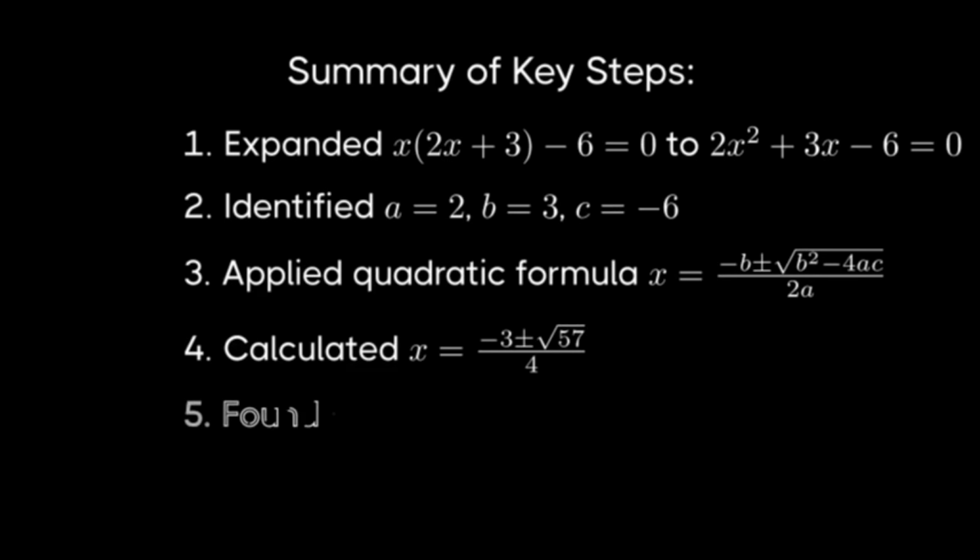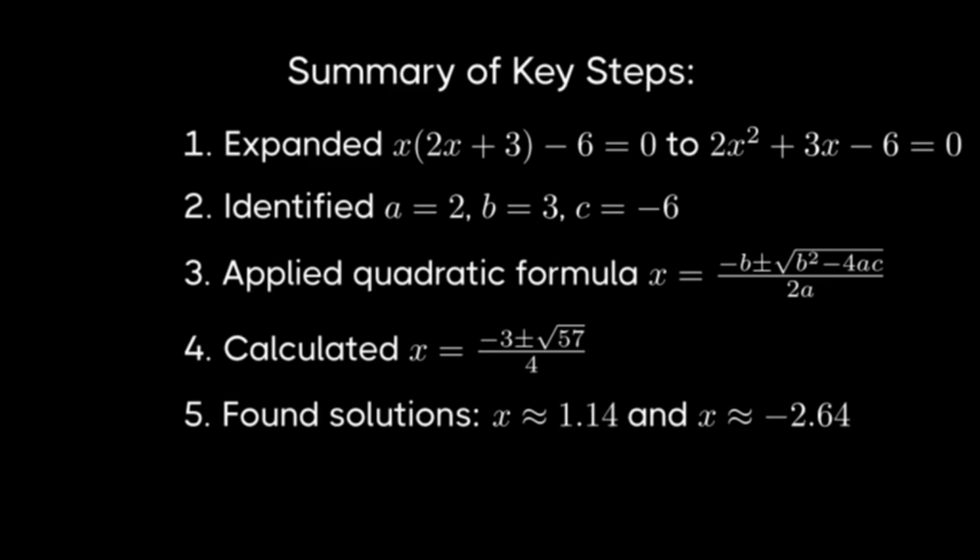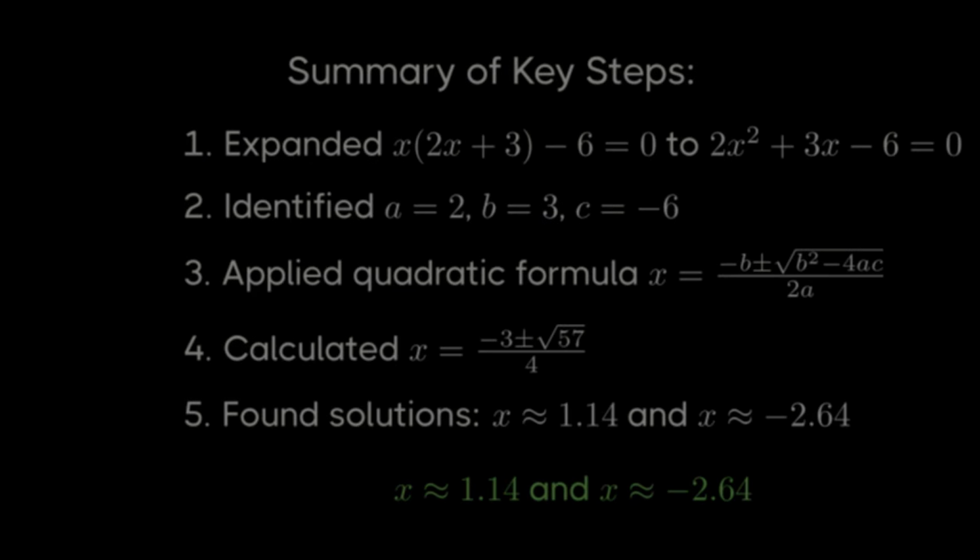Finally, we calculated both solutions by evaluating the formula with both the plus and minus operations. This gave us our two solutions, x approximately equals 1.14 and x approximately equals negative 2.64. These are the two values of x that make the original equation true. We've verified the first solution, and you could verify the second solution using the same substitution process. Both these values represent the exact points where the quadratic function crosses the x-axis.